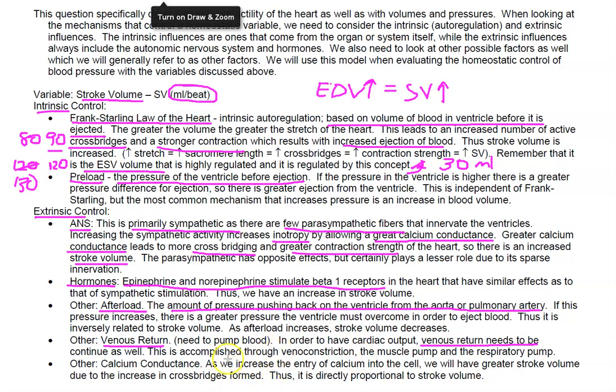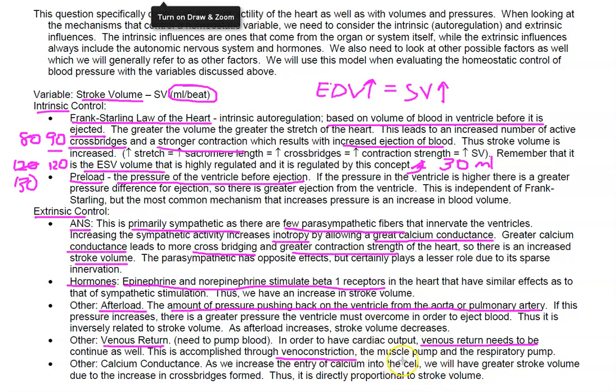Venous return is increased through a variety of mechanisms. One is venoconstriction. Remember, venoconstriction makes your veins more rigid, right? And allows blood to go directly back to the heart and not pool in the venous system. Remember, the venous system holds 60 to 70% of your blood sometimes.